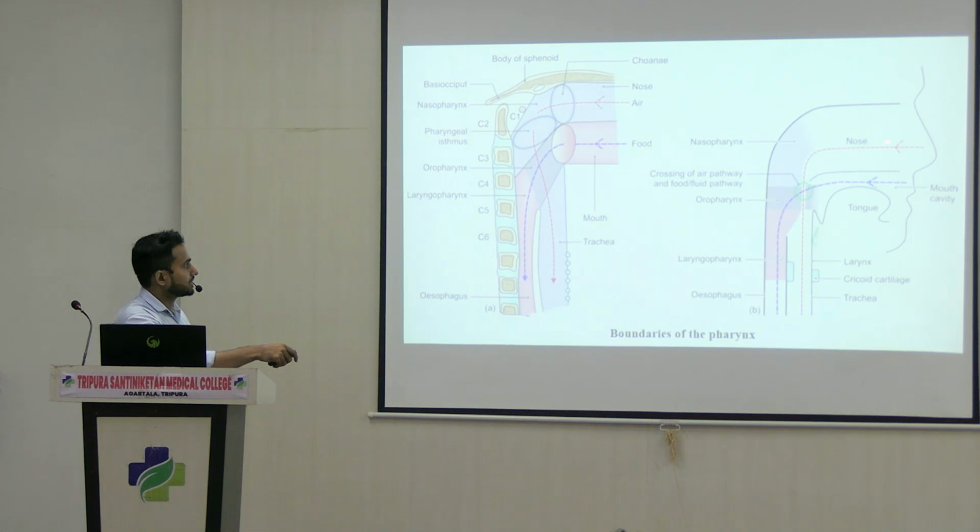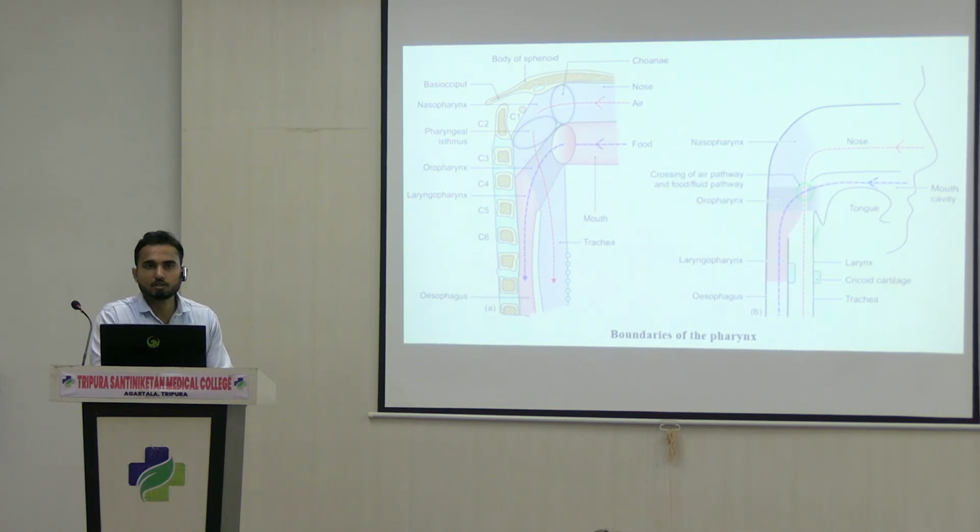So this is the nasal cavity. This particular part, the posterior aspect of the nasal cavity, is the nasopharynx. The posterior aspect of the oral cavity is the oropharynx, and the posterior aspect of the larynx is the laryngopharynx. Now I am talking about the oropharynx. It is a common channel or common passage through which air and food both are passing.